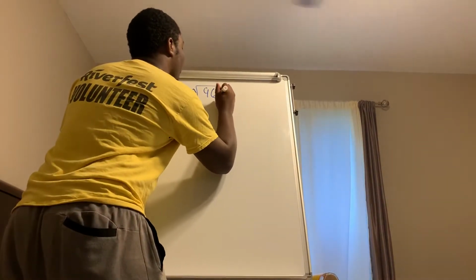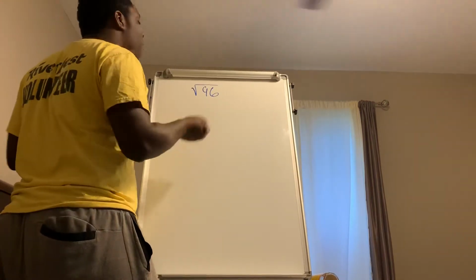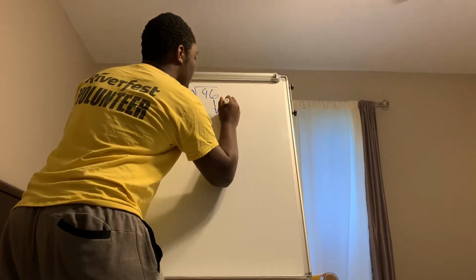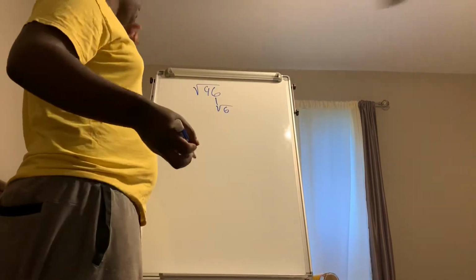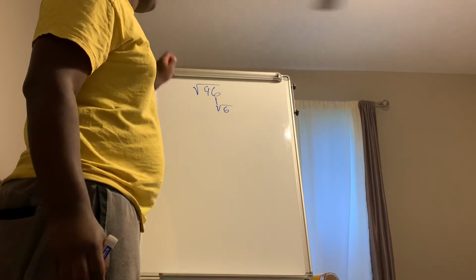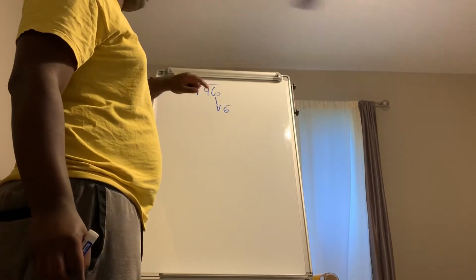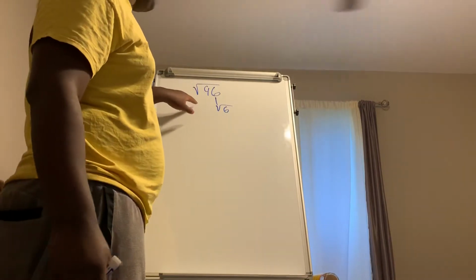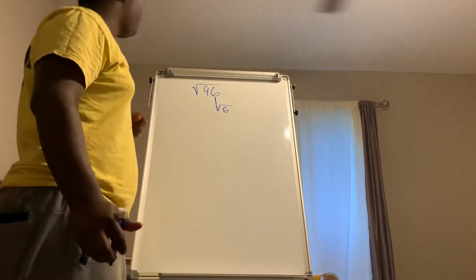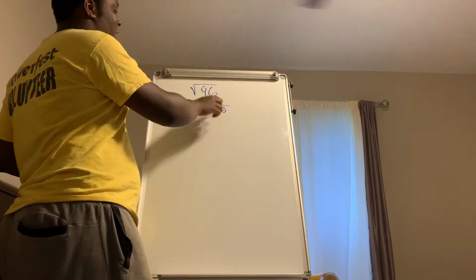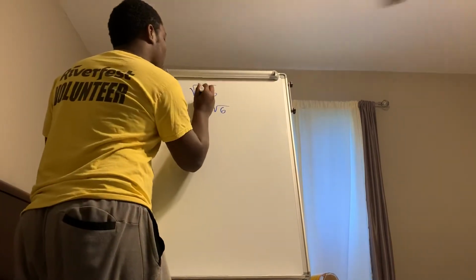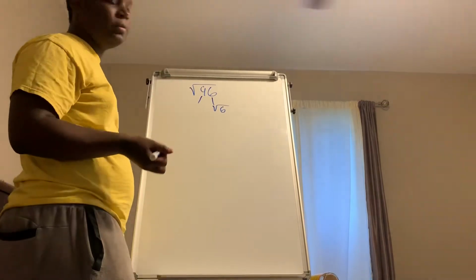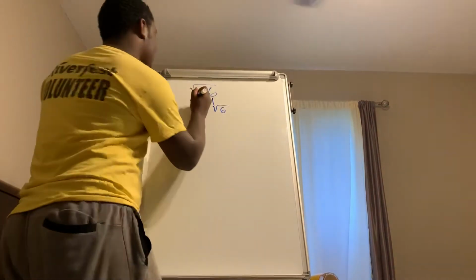So I'm going to do the square root, because we're working with square roots. I'm going to take out the square root of 6. Now to find the other number, I'm going to divide 96 by 6. And whatever number I get, I'm going to put it in a square root. And that number is going to be 16.